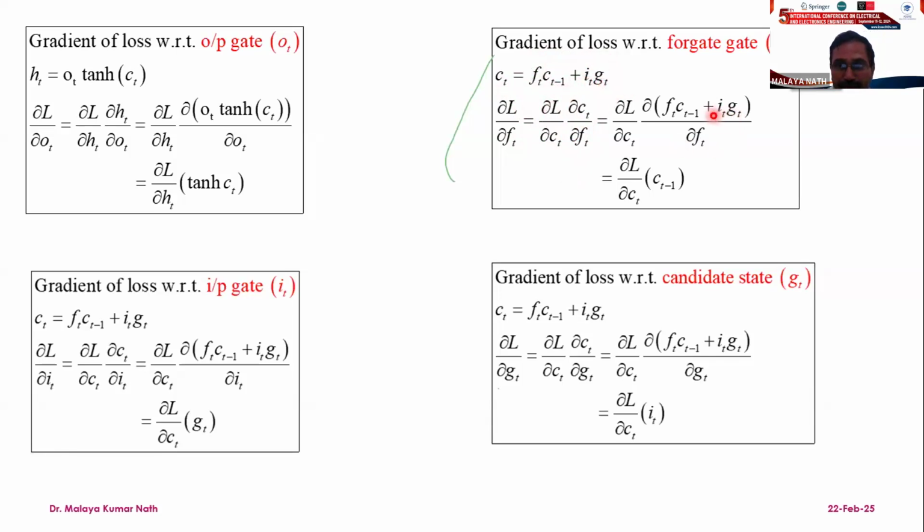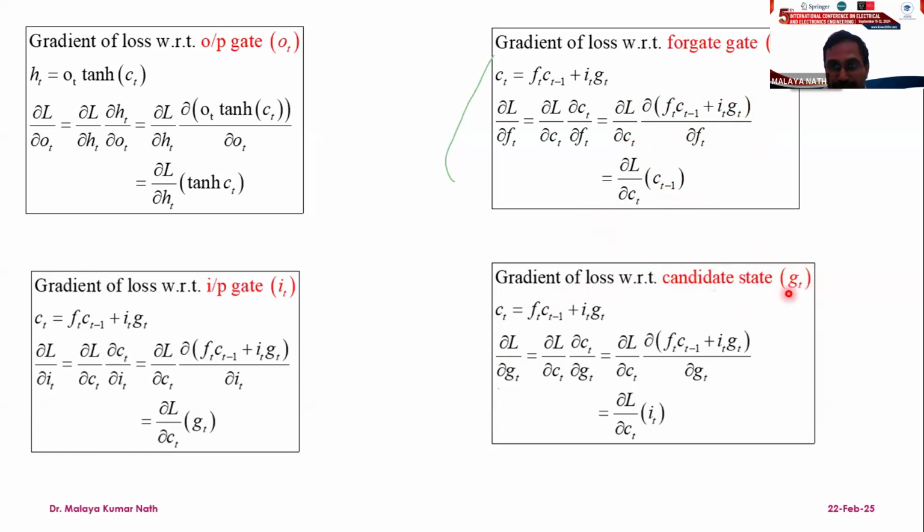Now if you substitute the value of CT in this expression, that will be nothing but FT C of T minus 1 plus IT GT. If you take the derivative of this part, this will be nothing but C of T minus 1. I hope everybody knows the derivative and it can be easily computed. So, gradient of loss with respect to the candidate state, that is equal to GT.